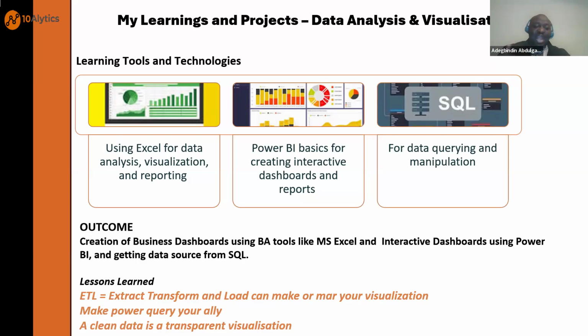So here, I learned how to extract, transform, and load. Extract data from a particular database, clean it up. That's transforming it, ensuring that what is supposed to be here is here. If it's a number, it is a number. You're not mixing number and alphabet together. Clean it up, then load it into where you want to use it. In this case, I loaded it into the Power BI platform to create a dashboard.